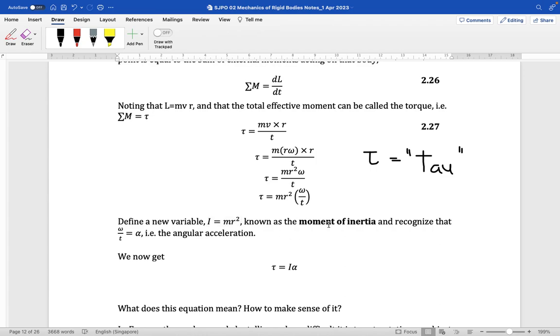We will define a new variable I equals mr squared, where I is now going to be known as the moment of inertia. And omega over t is nothing but our angular acceleration. So you must realize that tau equals mr squared multiplied by omega over t can be rewritten as tau equals I alpha. Tau is the rotational equivalent of force. I is the rotational equivalent of mass. And alpha is simply the rotational equivalent of acceleration.